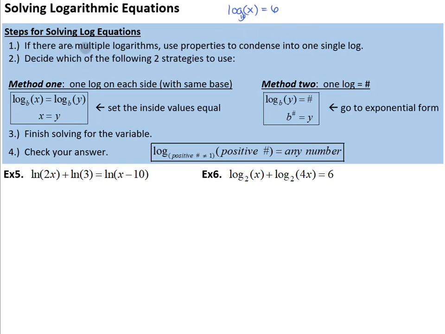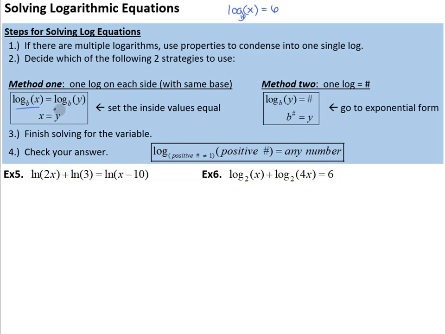And we'll talk about there are basically two different methods that we can use to do this. Okay, so steps for solving log equations. Number one, if there are multiple logarithms, use the properties that we use to expand and condense, but specifically to condense them to one single log. So we're going to condense them using those properties, the product rule, power rule, quotient rule from last time, or 2 classes ago. Decide which of the following 2 strategies to use.